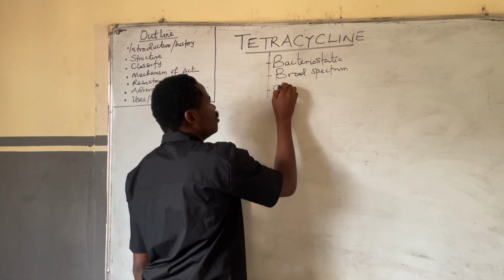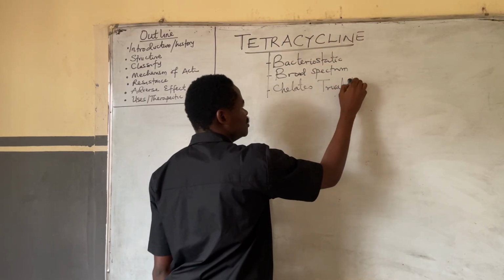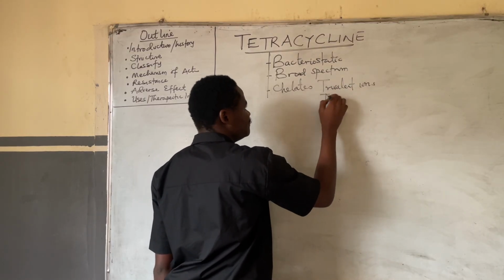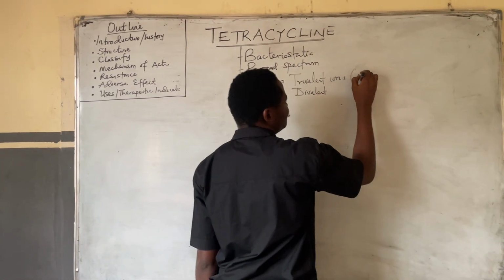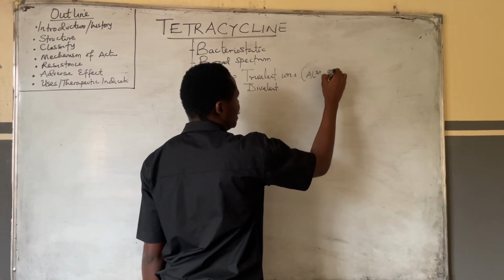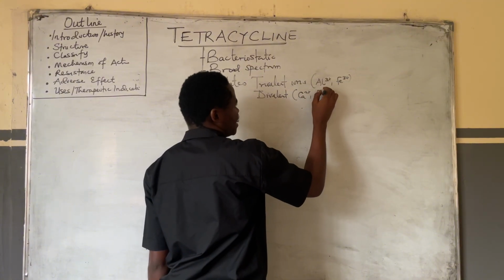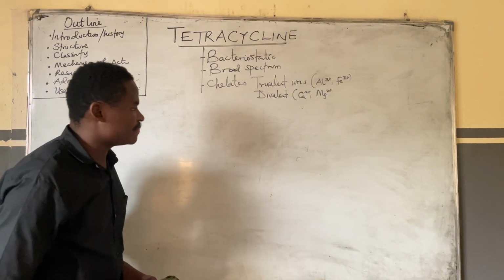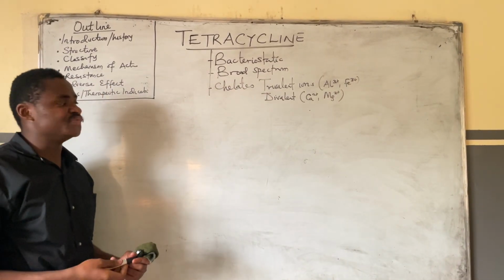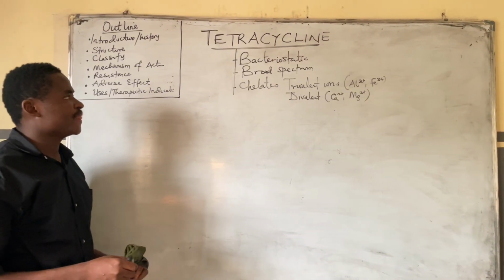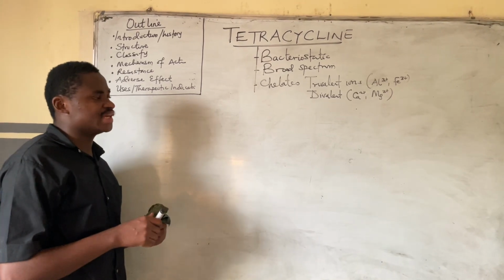This drug also has the ability to chelate trivalent ions and even divalent ions. Trivalent ions are, for example, aluminium 3+ and iron 3+. Divalent ions are like calcium 2+ and magnesium 2+. This is going to affect the way they are deposited in various body organs. So: bacteriostatic, broad spectrum, and chelates trivalent or divalent ions.